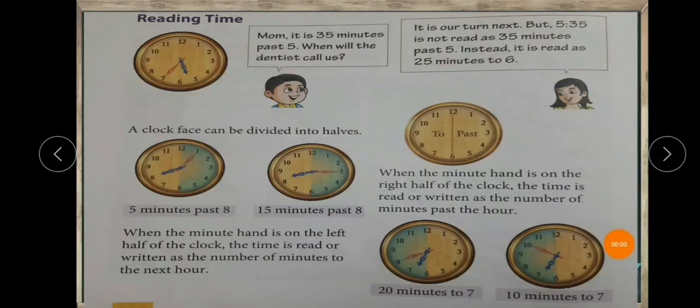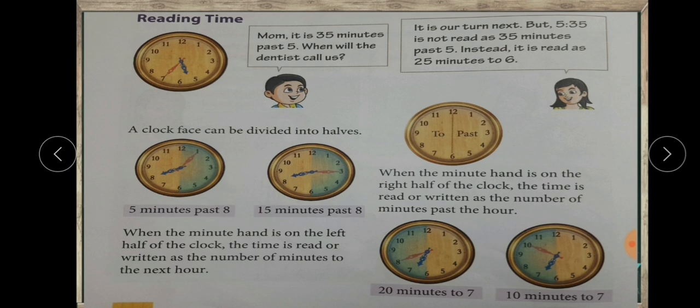Then see, in this clock, the hour hand is in between 6 and 7 and the minute hand is on 8. So normally we can read the time as 6:40. And we can also read the time as 20 minutes to 7. That means there are 20 minutes remaining to reach 7.